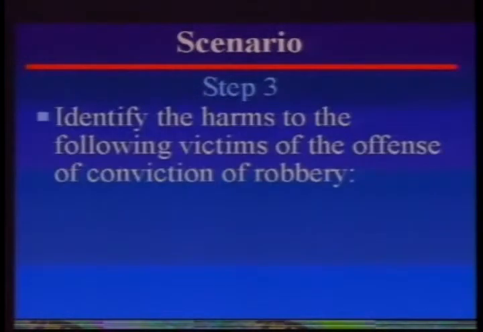Rusty, how about taking us through our bank robbery scenario now, giving us a big clue on the intervening causes issue. Okay. Maybe it'll help out applying this step. Be glad to do it. Let's look at step 3 and how we apply that. Identify the harms to the following victims of the offense of conviction of robbery.